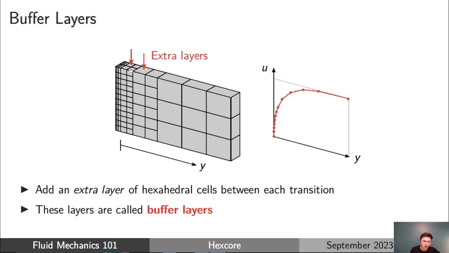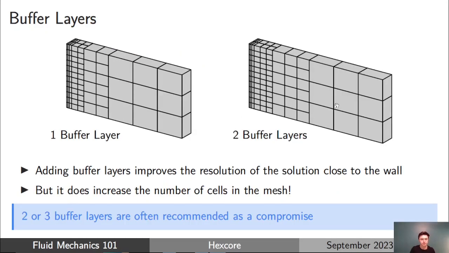So you can see in the diagram here, I've just added an extra layer of hexahedral cells before we go to the medium cell. And then for the medium cell, again, I've added another layer of medium cells before we transition to the larger cells. And these extra layers of cells are called buffer layers. And when we do that, just sketching the same profile that we had before, you can see that we're getting a lot better resolution slightly off the wall. And this is actually giving us a really good match for the profile.